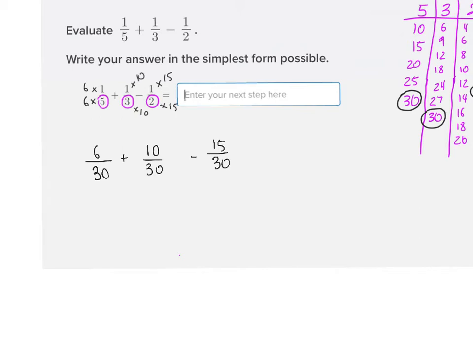Now I'm first going to add here. Remember, when we add our fractions, once our denominators are the same, I just add across the top. So I have 16/30. Now I do the second part. I'm going to write down the bottom there. 16 minus 15 gives me 1/30. This would be my final answer.